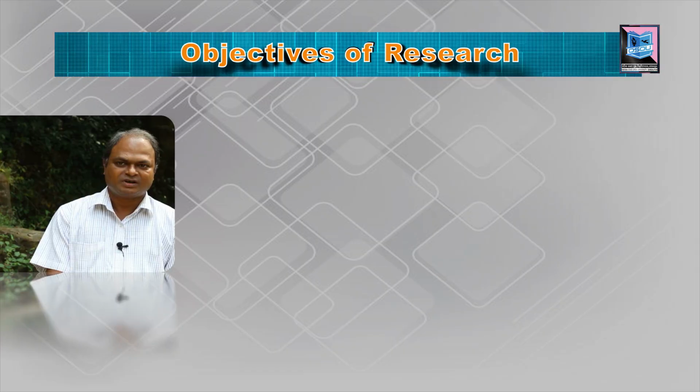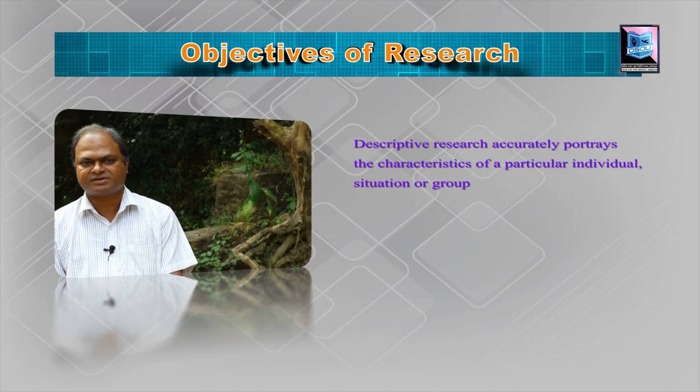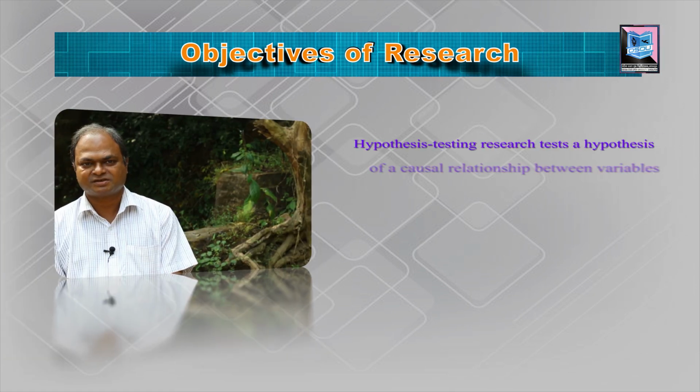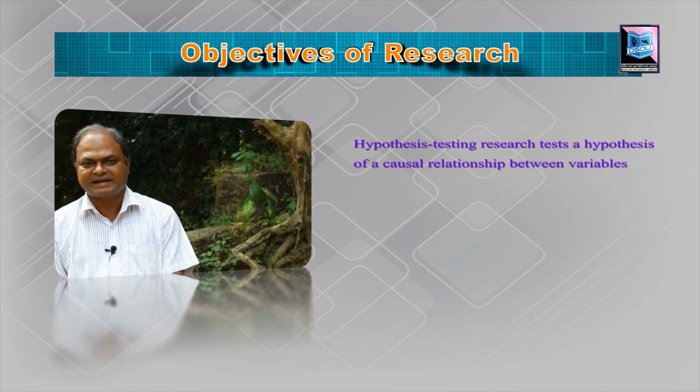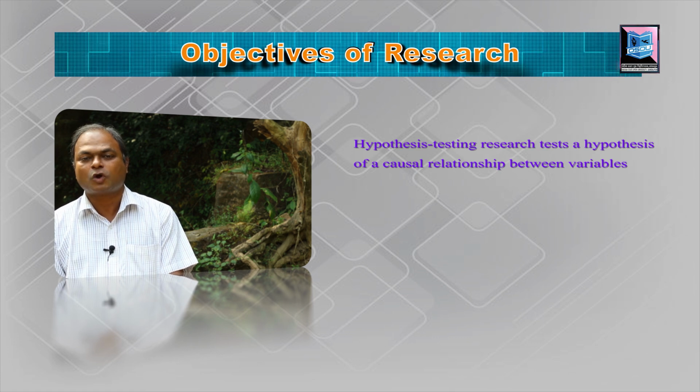Descriptive research. Descriptive research accurately portrays the characteristics of a particular individual, situation, or group. And lastly, hypothesis testing research, which primarily tests a hypothesis of a causal relationship between the variables. So in research, we often use the language of variables. And whenever the researcher wants to establish a relationship between the variables, he or she indulges in hypothesis testing research.